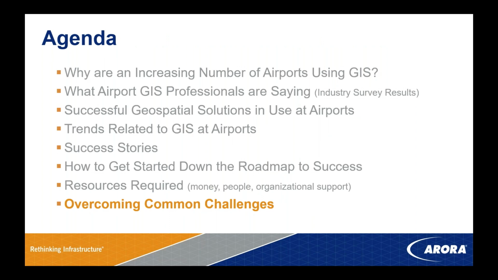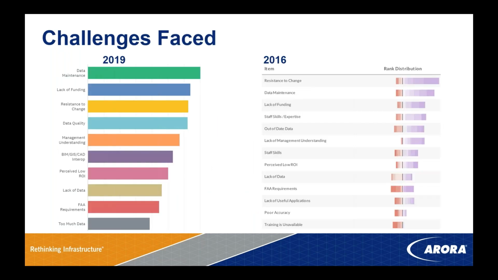So another thing that I think it's prudent to talk about are some of the challenges. Over the last 20 years, airports have been increasing their use of GIS, but oftentimes have run into some challenges. And so as a part of these surveys that we've conducted, we've asked the question, what challenges have you faced and how do you overcome them? And not surprisingly, some of the main challenges are the same year after year. The top three in each of these surveys was resistance to change, data maintenance, and lack of funding.